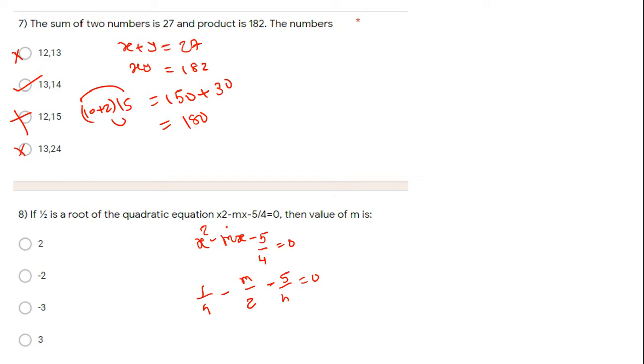Anybody remember? Otherwise, anybody simplify right now the value of m. 1 by 4 minus 5 by 4: 1 minus 5 is minus 4, minus 4 by 4 is minus 1. So this is minus 1 minus m by 2 is equal to 0. 2 ones are minus 2. m is equal to minus 2. Option B is the answer. m is equal to minus 2. This is the answer.